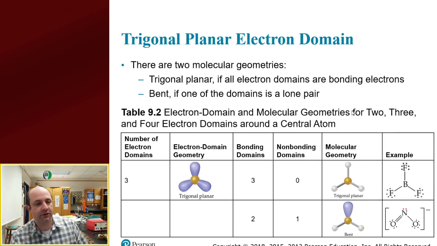With trigonal planar, there are two molecular geometries. If everything's a bond, it's trigonal planar, and that's a pattern you'll notice in the other ones. If every domain is a bond, then the molecular geometry will have the same name as the electron domain geometry. So trigonal planar with three bonds, trigonal planar. But if it's two bonds and one non-bonding pair, then because it just goes up and back down, we call it bent, right? The bonds bend, so the whole molecule is bent.